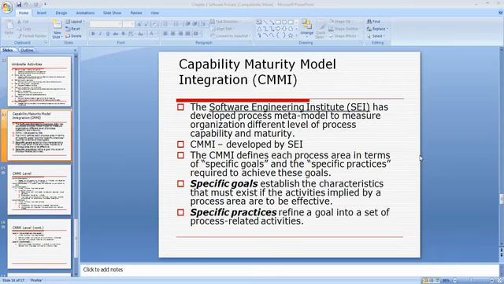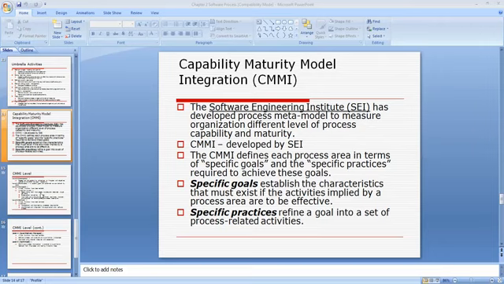So what is the use of specific practices? Specific practices refine a goal into a set of process related activities. Whatever the goals are, once you adopt the particular practice, that will refine your goal to achieve the process related activities. You have a specific goal, and that specific goal is refined using specific practices to achieve the process related activities.